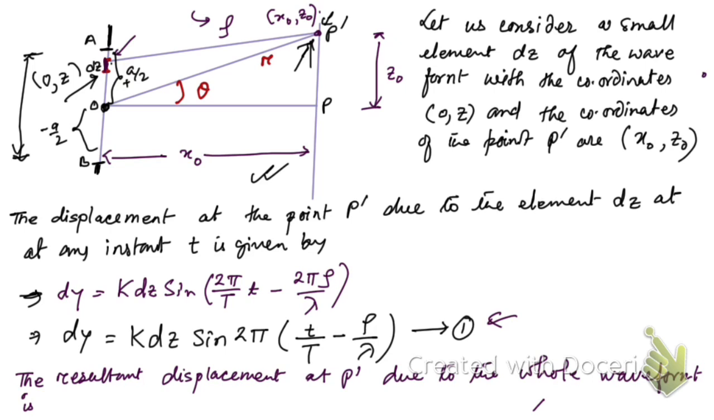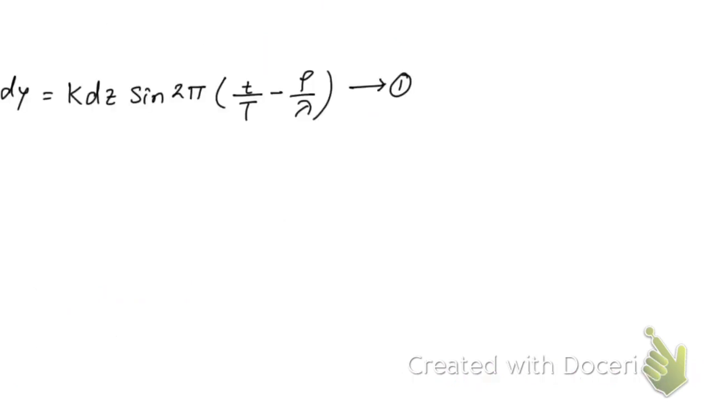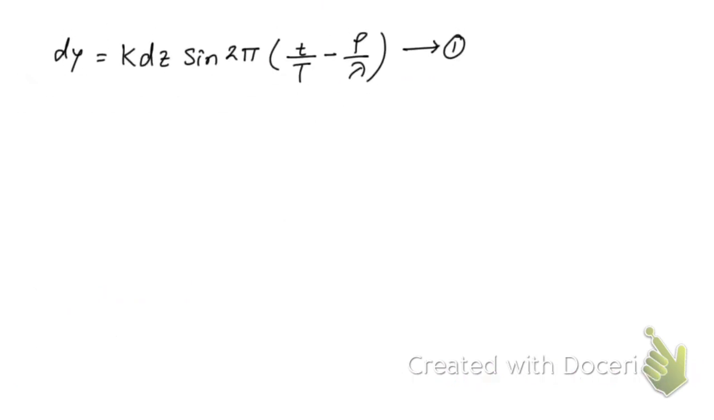Okay, so here is equation number 1. This is the displacement at P dash due to the element dz only, and due to the whole wave front we will obtain it by integrating, right? So let me rearrange the terms. Let me write the dz here. Okay, so we can write this one.